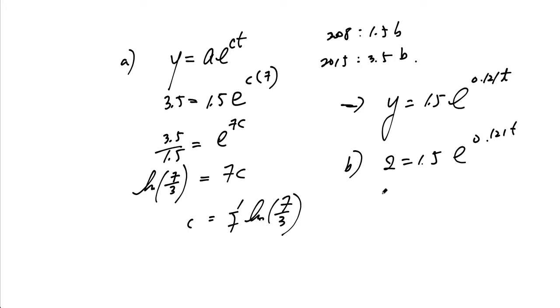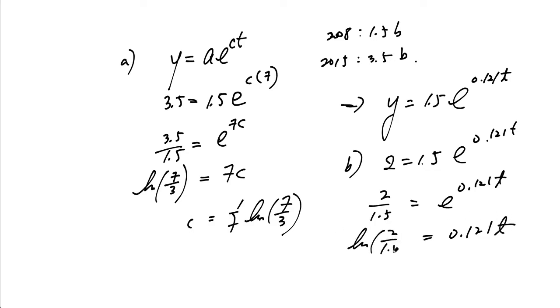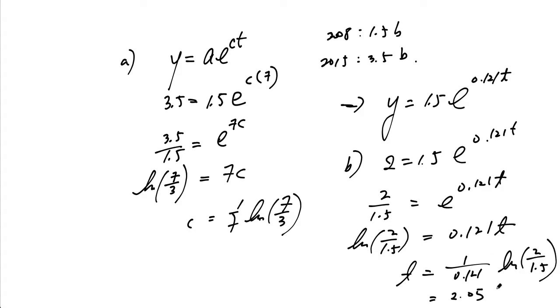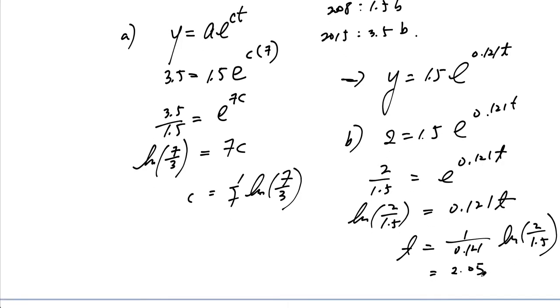Okay, so you could divide both sides by 1.5. Then you ln both sides. If you ln this side, the e disappears, we just get this, and you get ln of 2 over 1.5. So t is 1 over 0.121, ln of 2 over 1.5. It's 2.05, so roughly 2 years, right?